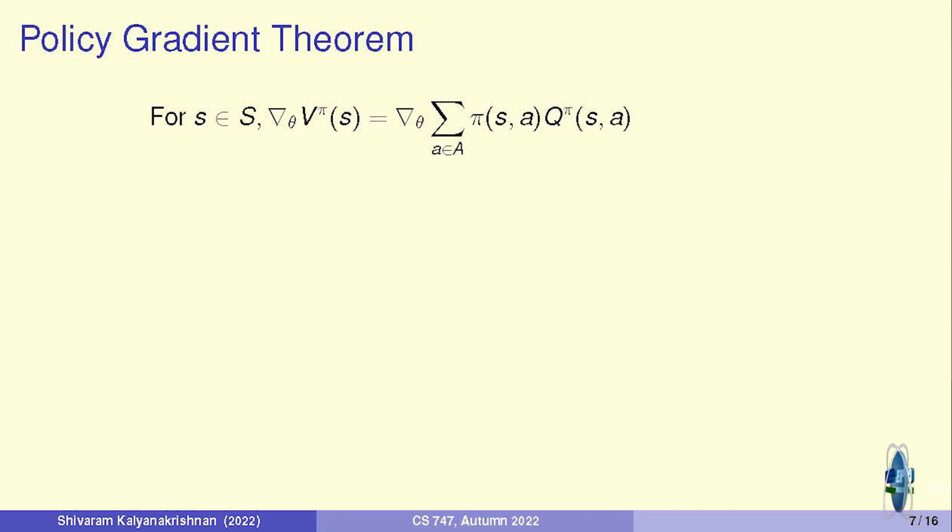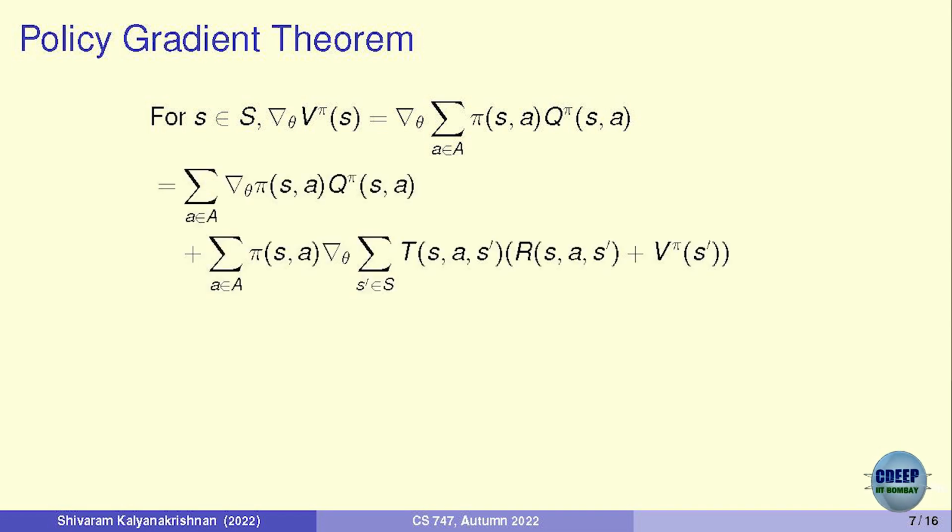It's summed up over all actions. So, that's basically what we're doing, okay? The first step is to say that this quantity here can be expressed as a sum of two gradients. First, the sum over actions of gradient of pi times Q pi of SA. The second term, pi of SA times gradient of Q pi of SA.